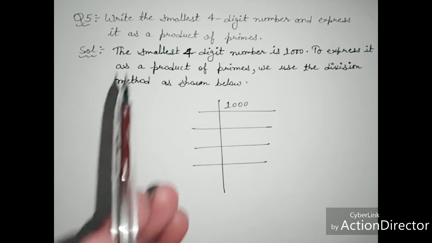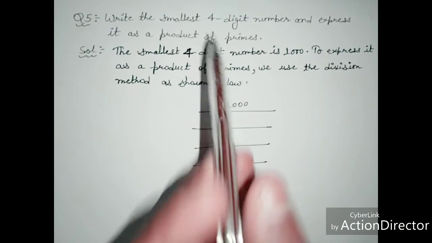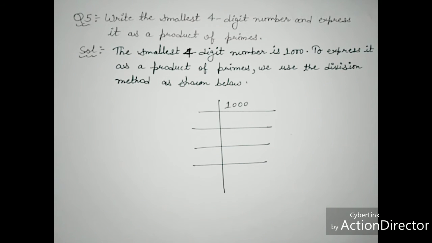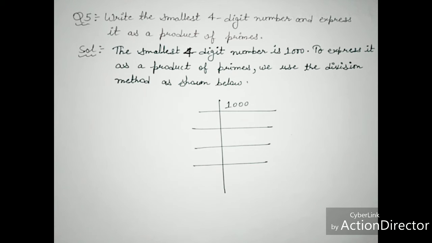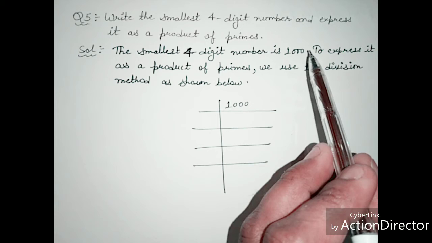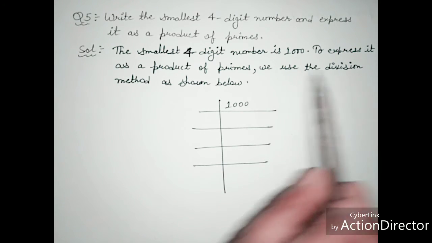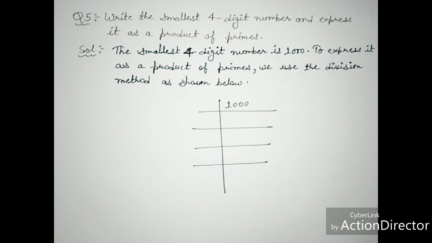Example number 5: write the smallest 4-digit number and express it as a product of primes. Here first we find the smallest 4-digit number and then we factorize it by prime factorization. So the smallest 4-digit number is 1000. To express it as a product of primes, we use the division method as shown below.